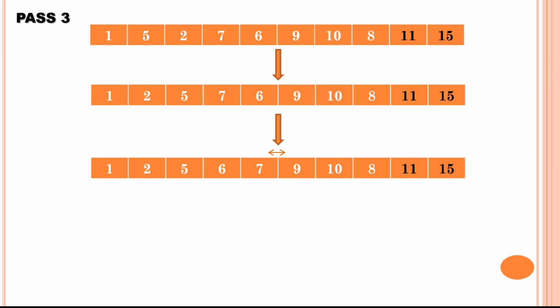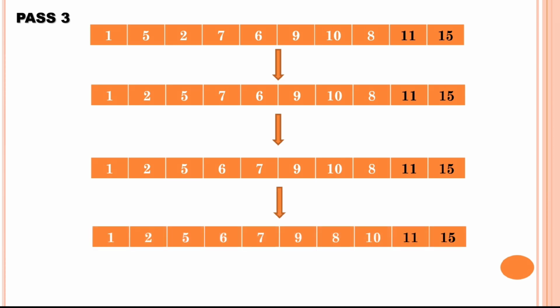7 is less than 9, so no swapping. Next 9 and 10, where again 9 is less than 10, so there will be no swapping. Next pair is 10 and 8. Here 10 is greater than 8, so there will be a swapping and we will get this one. Now we have reached the end of third pass, and we can see that 10 has reached its correct position.